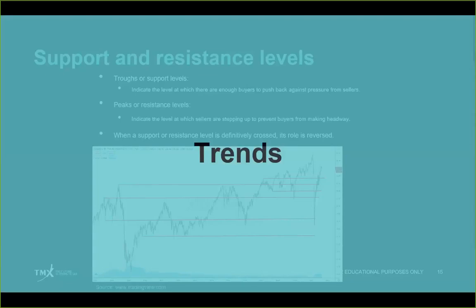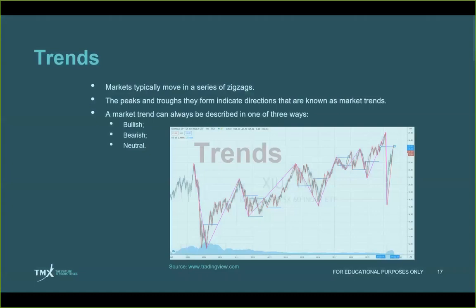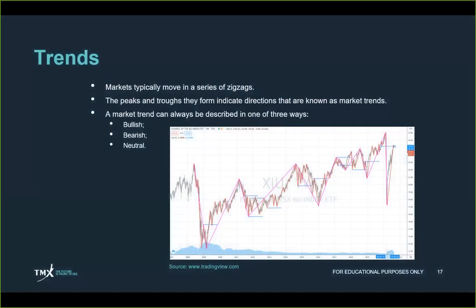So, trend lines. Markets typically move in a series of zigzags, right? And anybody that's looked at a price chart can attest to that. And what we need to recognize is, on a day-to-day basis, markets are going to move. I mean, they could move in our favor and they could move against us.